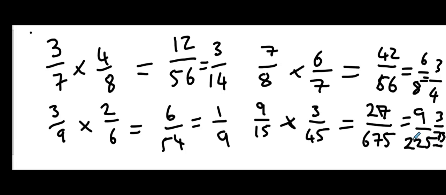So I completely ran out of space there. I'll just write it for you over here. So we get 3 over 75. And does anything go into 3 and 75? 3 goes into 3, does 3 go into 75? It does. So no, that's our final answer.